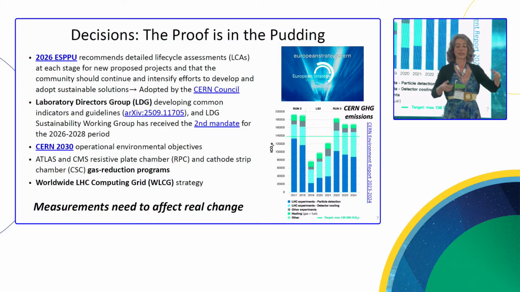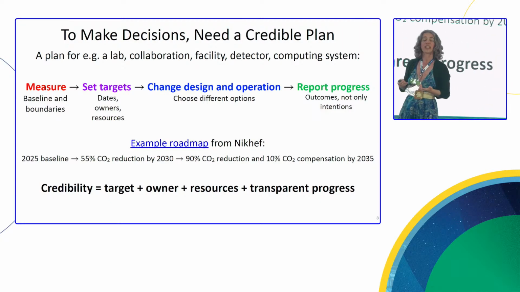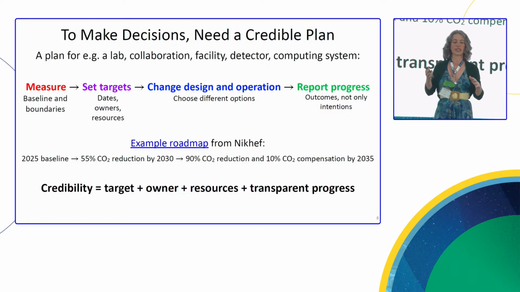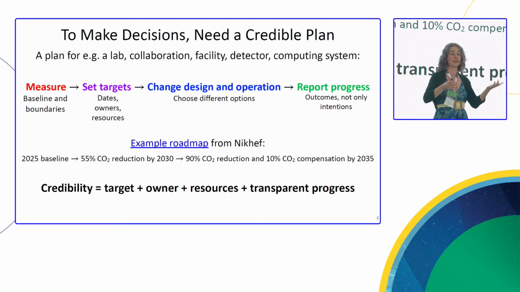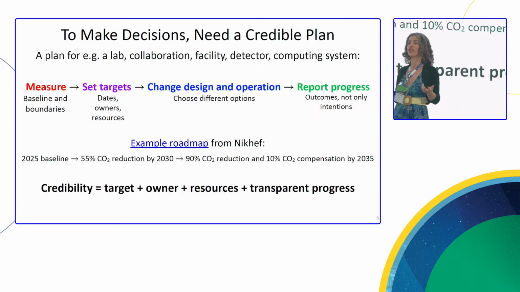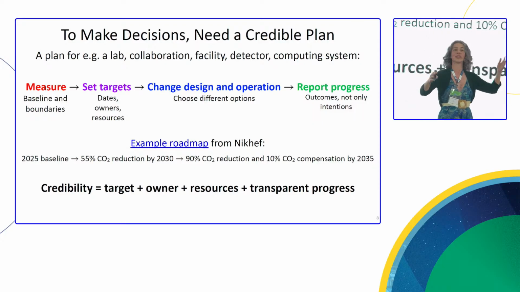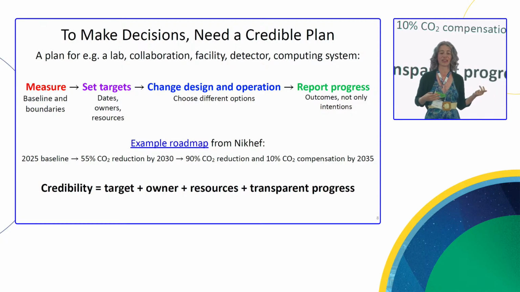So measurements are great, but they need to affect real change. And to make decisions, you need a credible plan. So this could be a plan for a lab, a collaboration, facility, detector, computing system. But a basic idea here is that we have to measure our baseline, measure our boundaries, then set targets. This means dates, owners, resources. And then we have to actually change the design and the operation. Maybe we choose different options. And then, continuously, we should report the progress, report the outcomes, not only our intentions.